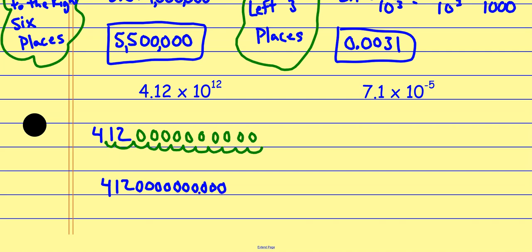One of the most common mistakes that students make here is they'll put 12 zeros on the end and forget about moving it past that 1 and the 2, which counts as 2 of the places, okay? So with the 4.12, you move it 2 places to get past the 1 and the 2, so then there's only 10 more zeros that you have to tack on, all right?